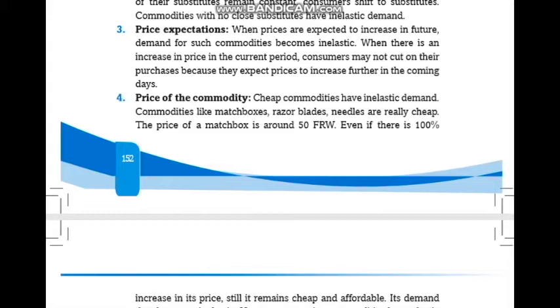Number three, price expectations. When there is an increase in price in the current period, consumers may not cut their purchases because they expect price to increase further in the coming days.